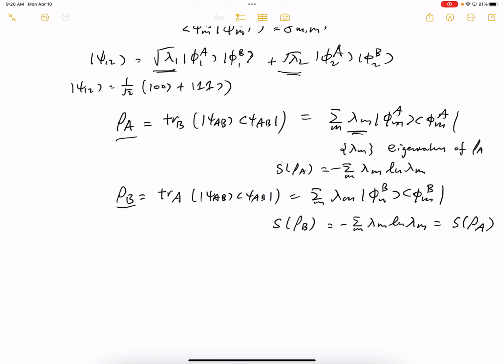Because for a larger matrix, you have more eigenvalues, right? The number of eigenvalues is always equal to the matrix dimension. But you'll have more zeros, which don't contribute. Okay, so this is the reason why the entanglement entropy is the same for rho A and rho B. And these lambda M's also have a name. We just call them the eigenvalues of the reduced density matrix, but a better name is the entanglement spectrum.